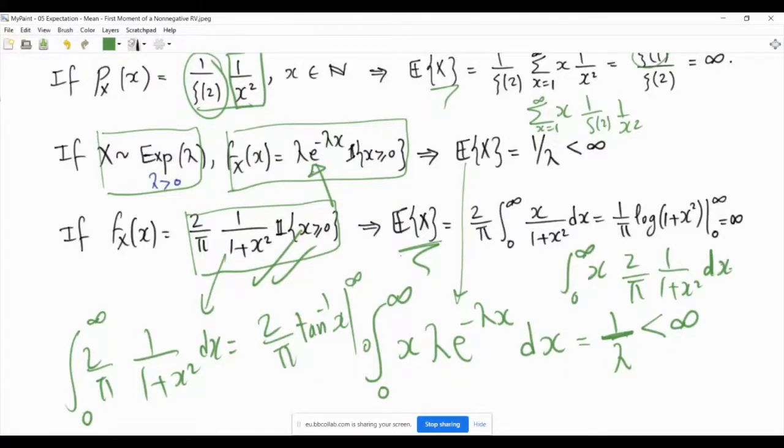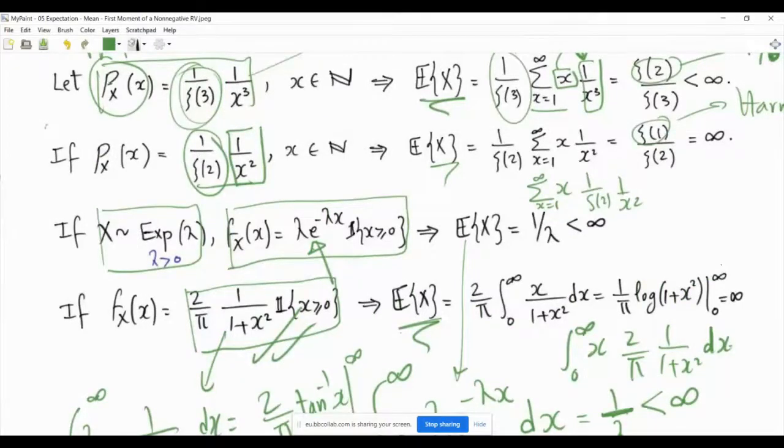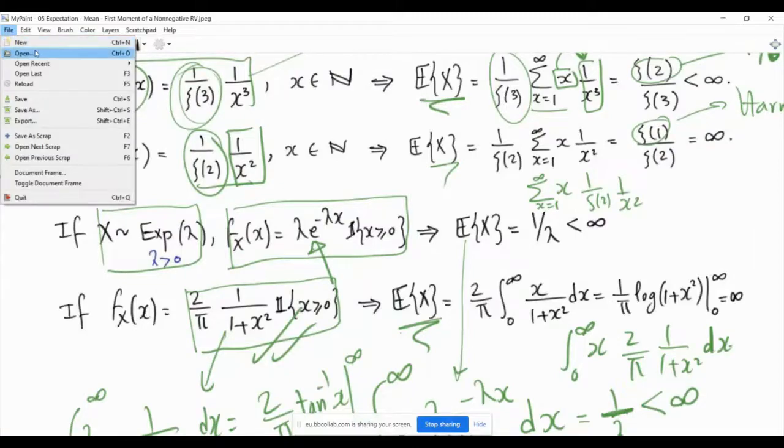So the moral of the story is, for non-negative random variables, the first moment always exists, either as a finite non-negative real number or as plus infinity. You can come up with examples for discrete and for continuous random variables for which the first moment is either finite or equal to plus infinity.